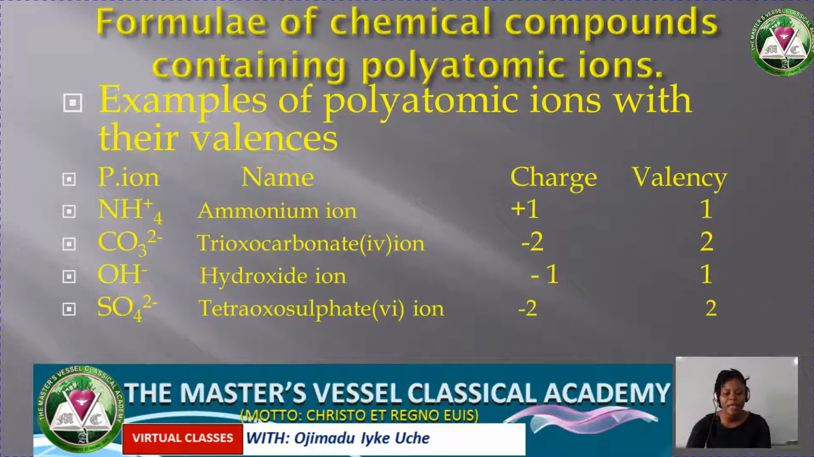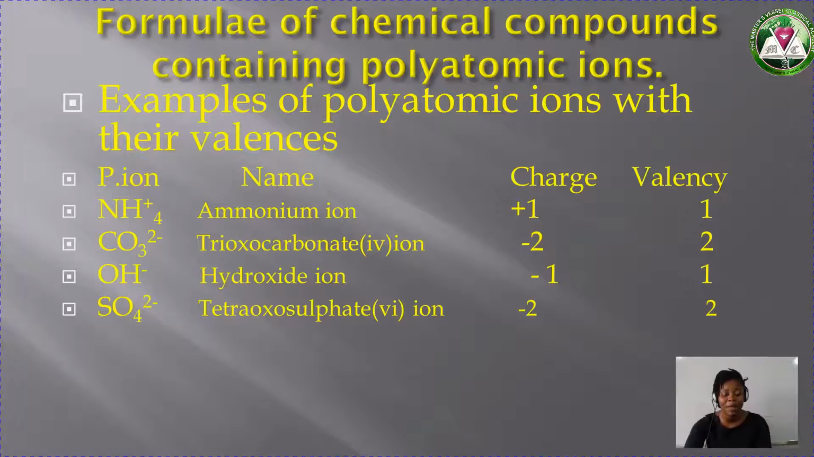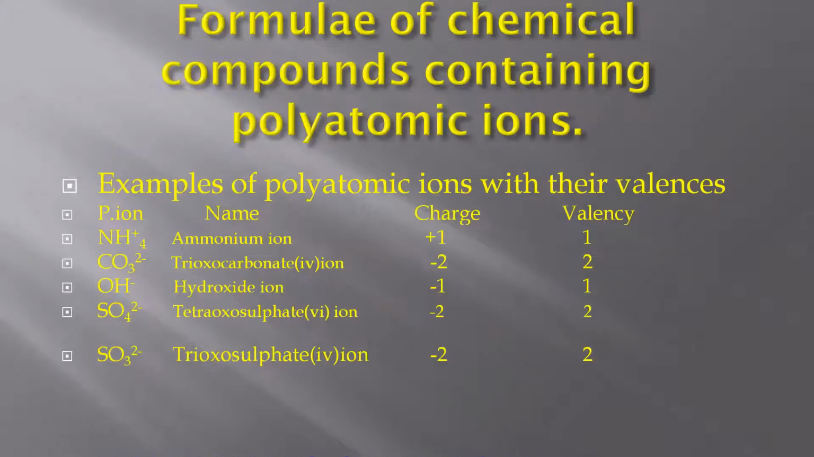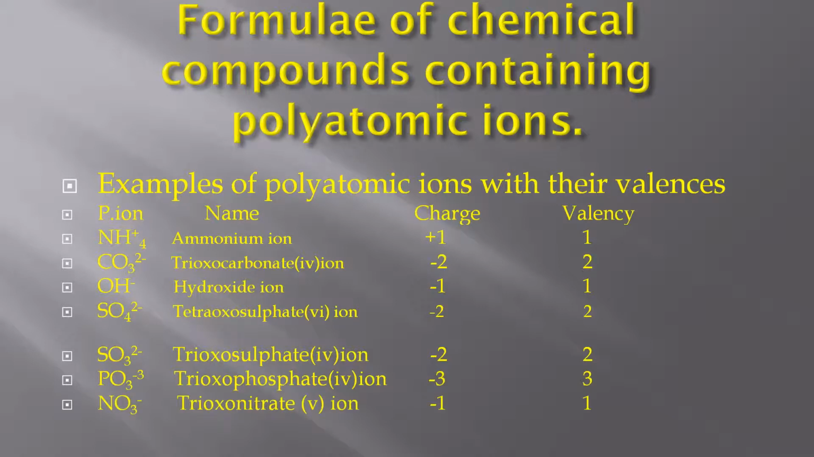Tetraoxosulfate(VI) ion. You can see what I told you now, because of that 4. Remember I said if the atomicity of that polyatomic is 4, it will be what? Tetra. If it is 3, it will be what? Tri. If it is 2, it will be what? Di. Okay. So here we have tetraoxosulfate(VI) ion, then trioxosulfate(IV) ion, trioxophosphate(IV) ion, and then the last one is trioxonitrate(V) ion.